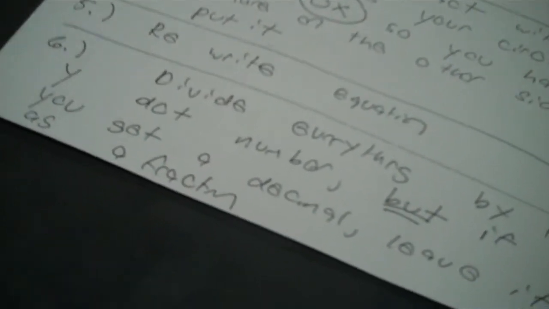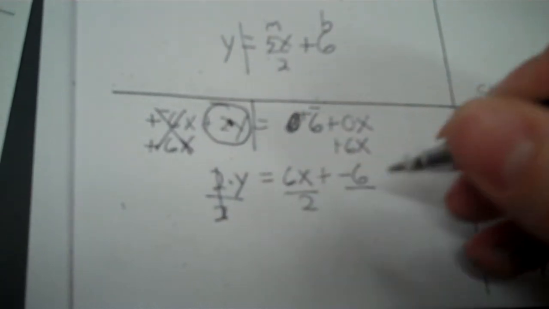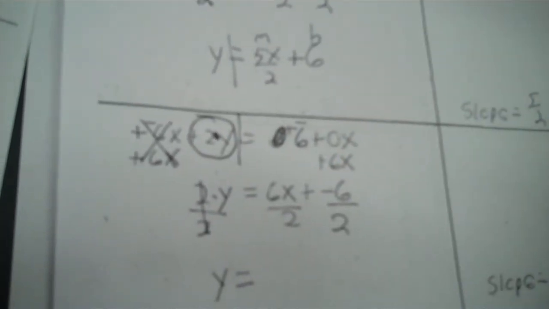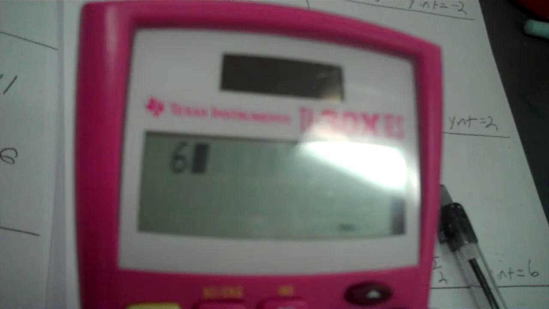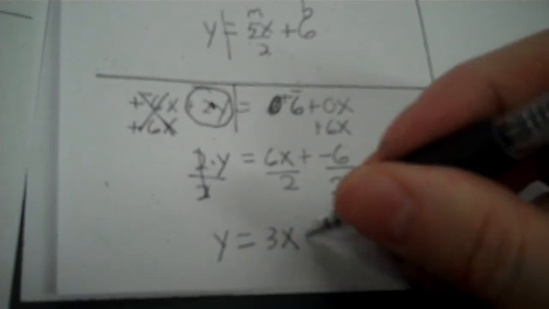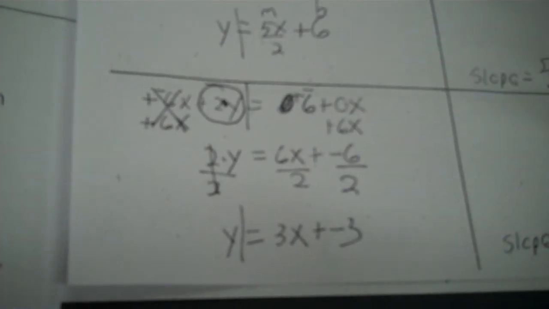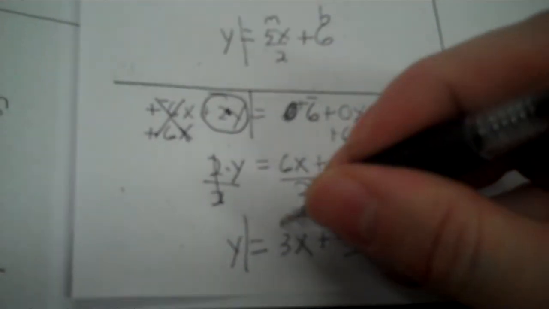Okay, then we divide everything by the y dot number, but if you get a decimal, leave it as a fraction. Okay, 6 divided by 2 is not a decimal, okay? It's a whole number, so I put 3x, okay? Put the x behind it. Negative 6 divided by 2 is negative 3. And now the y is by itself, okay, on that side of the wall. That was the whole object, MB, okay? So the M is 3, slope, and the B is negative 3.